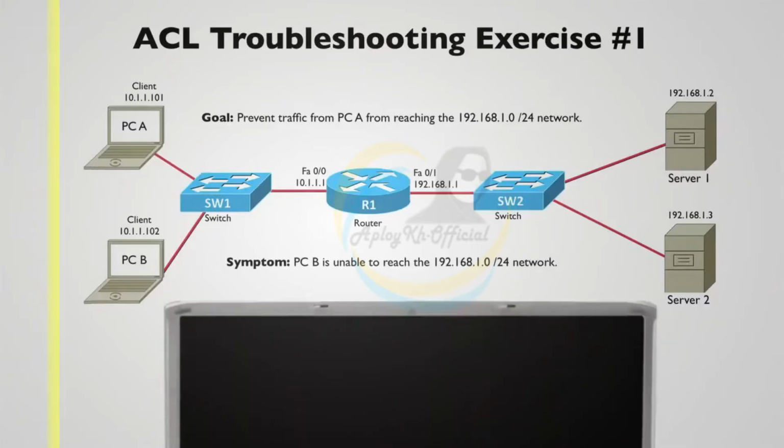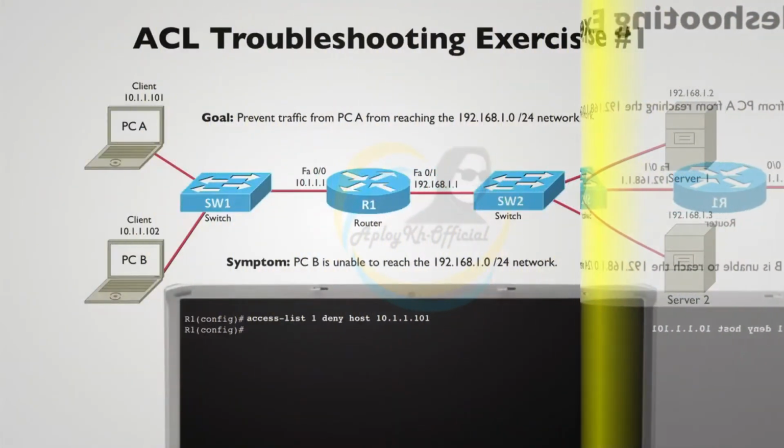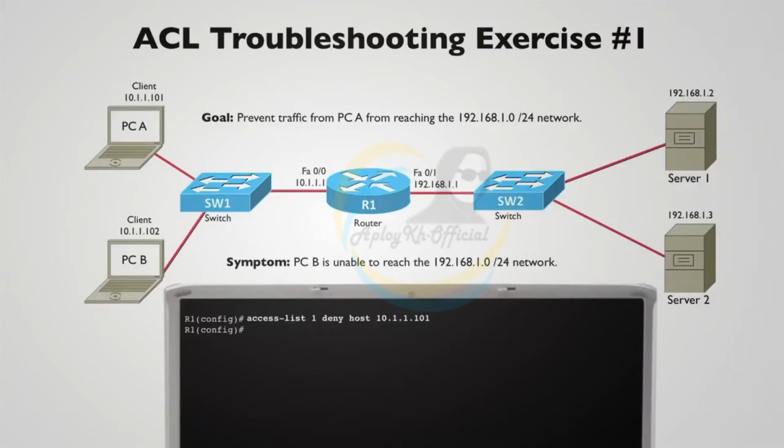Let's take a look at our access control list configuration and see if we can figure out what is going on. We've got an access list statement saying access-list 1 deny host and then the IP address of PCA. We know this is a standard access list because the access list number is in the range of 1 through 99, and we're denying the host address of PCA. So the question is, why is PCB unable to reach those servers?